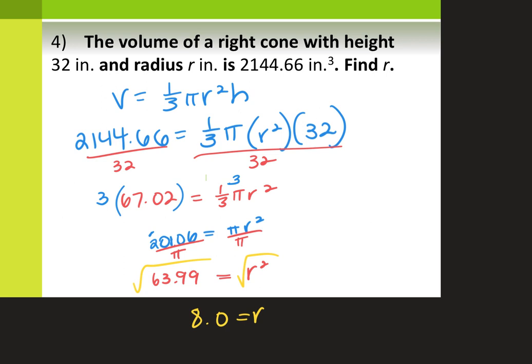All right, day 2 homework is on Big Ideas and Canvas. Make sure you show your work. Tomorrow we move on to 11.8.